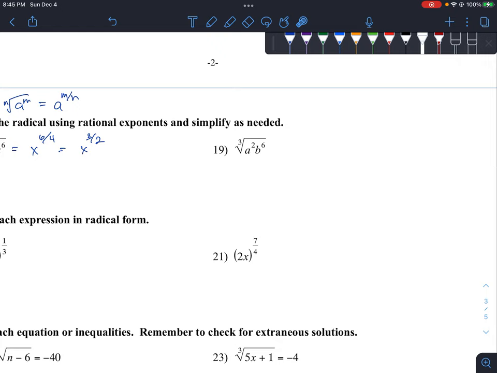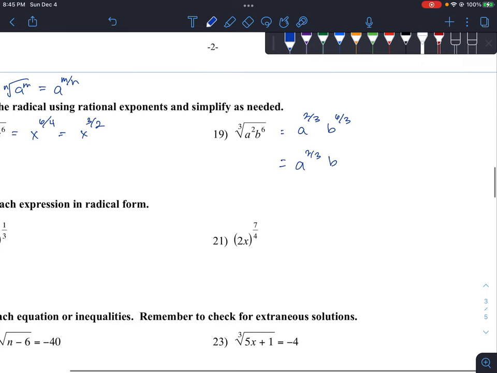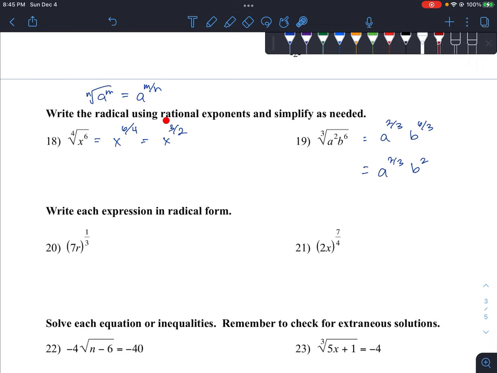And I can do the same thing here. So it's going to be the denominator of both of those right there. So this is going to be equal to a to the 2/3 and then b to the 6/3. And that is equal to b squared. So that's a to the 2/3 and then b squared. Okay, so that's the two parts. Write the radical using rational exponents, which we did. Simplify as needed, that's the simplifying part right there.